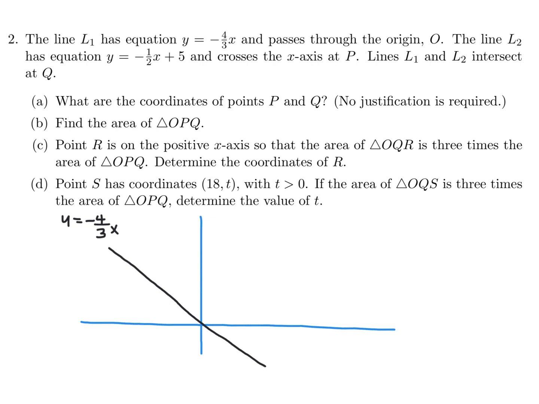And then the other one, which is y is equal to minus a half x plus 5. Okay, that one I'm going to need a couple of coordinates. So when x is 0, y is 5. Okay, so let's just put that there. And when y is 0, x I believe is 10.